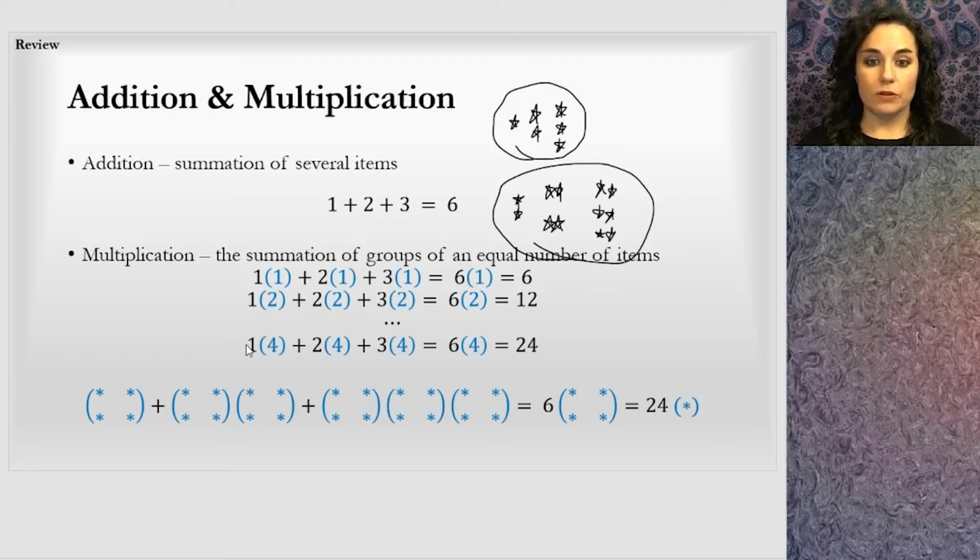Here's an example of 1 group of 4 plus 2 groups of 4 plus 3 groups of 4. Well, that's 6 groups of 4 altogether, and that's 24. And I've exemplified this with some dots here. Here's 1 group of 4, here's 2 groups of 4, here's 3 groups of 4. Altogether that's 6 groups of 4, and if I counted every single one of those dots, there'd be 24 dots.